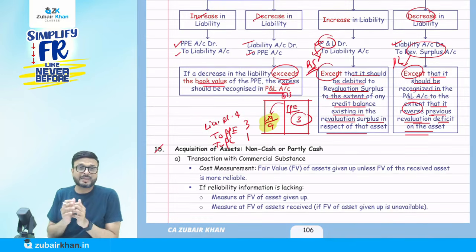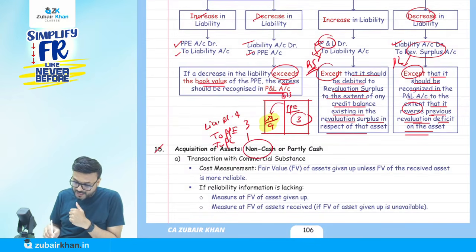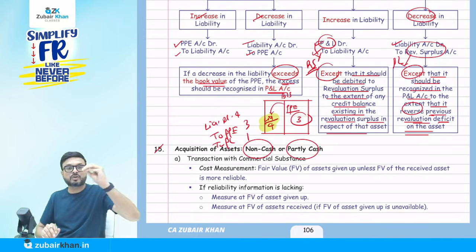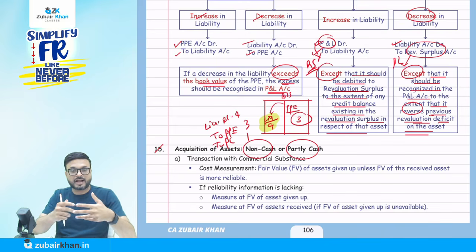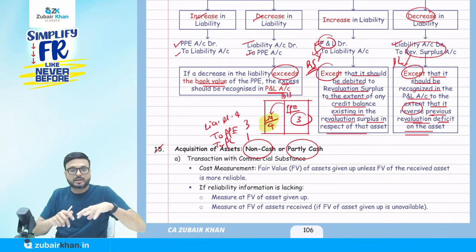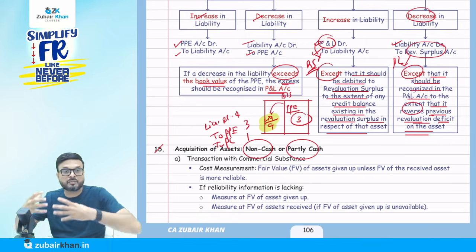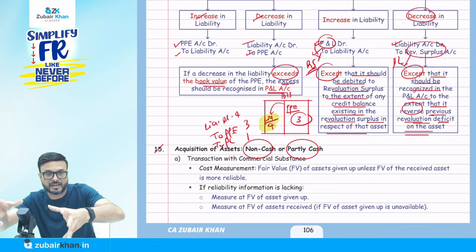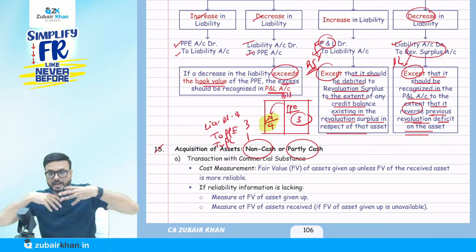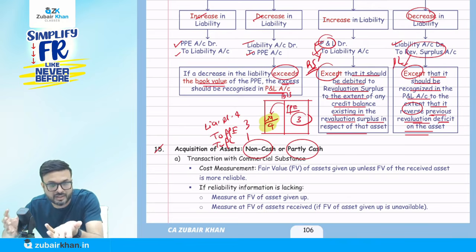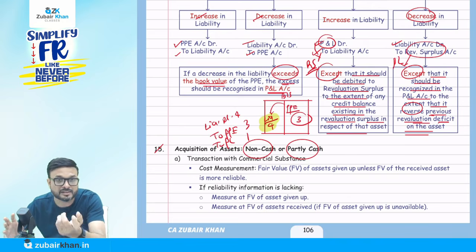Now here, acquisition of asset, non-cash or partly cash. What does it mean? We are exchanging an asset that year, but I am giving you one asset in exchange, and either I am getting the amount partially in cash and partially in the form of some other asset. For example, I'm giving you this mic. In return, I'm taking some furniture from you. I'm selling you this mic at, let's say, 20,000. And in return, I say give me the furniture and give me some cash. So how to do the accounting?